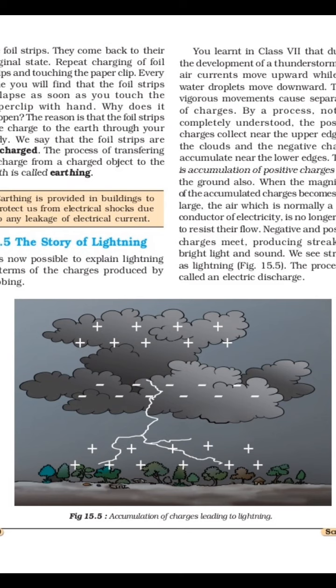When the magnitude of the accumulated charges becomes very large, the air, which is normally a poor conductor of electricity, as we are aware, is no longer able to resist their flow. Air opposes the transfer of electricity because it is a poor conductor, but now it cannot resist their flow. Negative and positive charges meet. When the negative and positive charges meet, they produce streaks of bright light and sound.